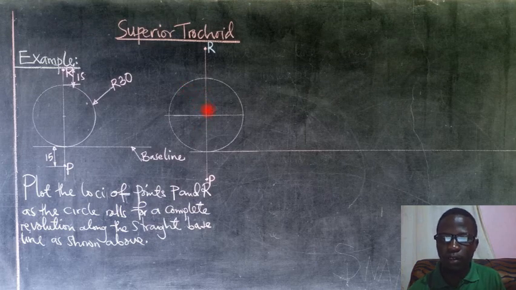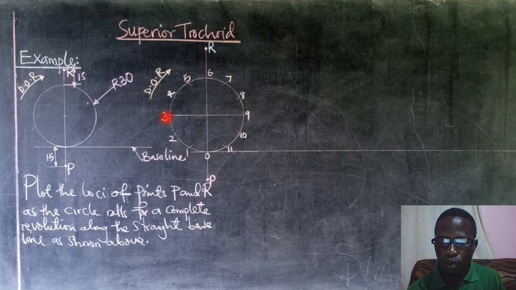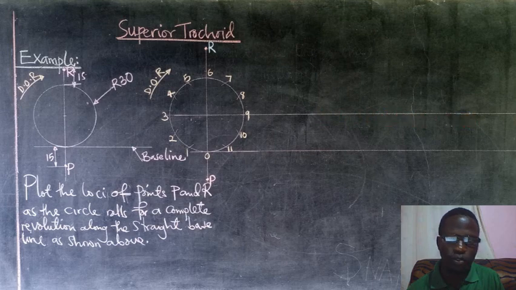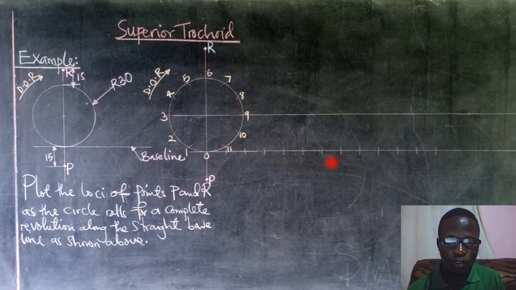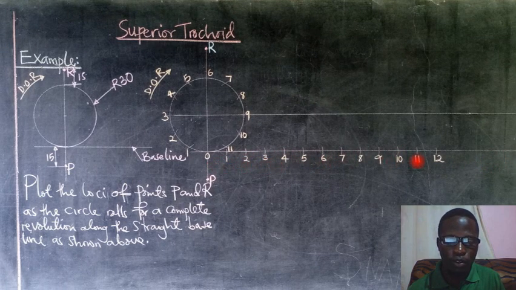The first thing we do here is to divide the rolling circle. When you divide the rolling circle, you'll have your 12 divisions, as you can see them here: 1, 2, 3, 4, 5, 6, 7, 8, 9, 10, 11, back to 0. I'm labeling that in the direction of the rotation of that circle. Having done that, we are also going to draw a horizontal line through the center of that circle, and it will move in that direction. Pick your compass, take the small compass radius of the divisions you have created on this rolling circle, and mark off divisions on the horizontal baseline. You'll have from 0 up to 12.